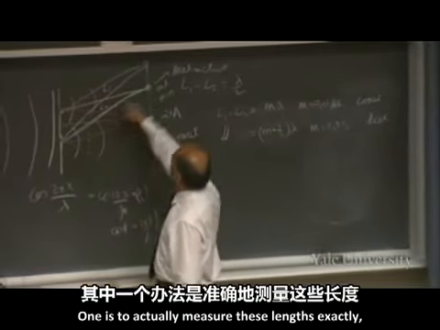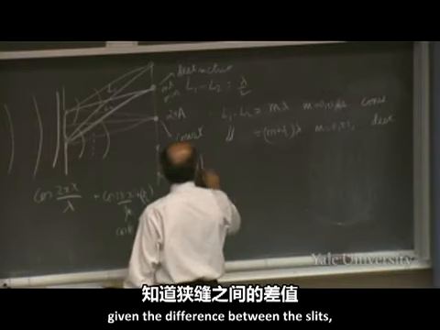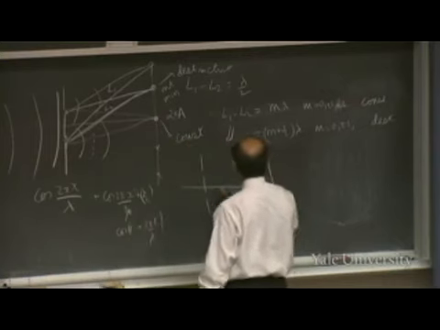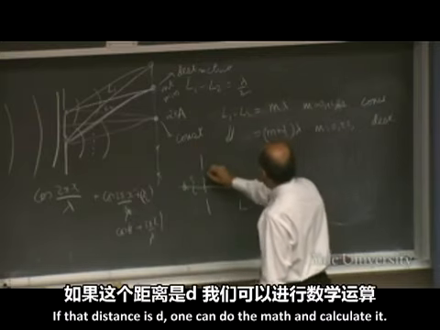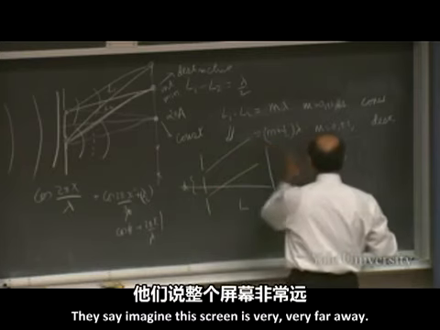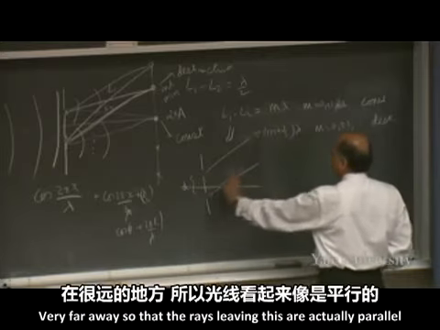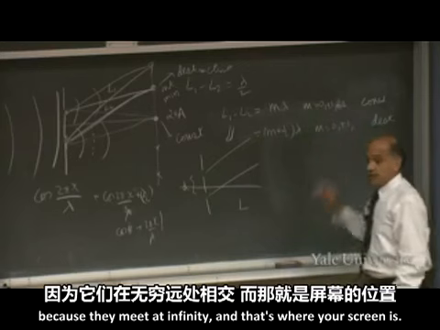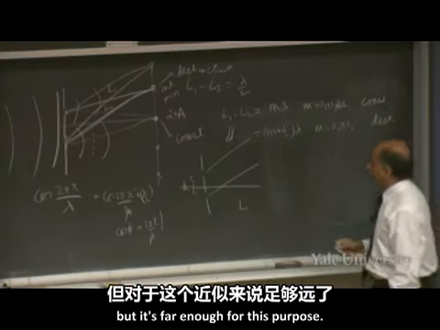One is to actually measure these lengths exactly, and using Pythagoras' theorem, given the distance between the slits, given the distance to the screen, if that distance is d, one can do the math and calculate it. But here is what people do. They say, imagine this screen is very, very far away, so that the rays leaving this are actually parallel because they meet at infinity, and that's where your screen is. It's not really at infinity, but it's far enough for this purpose.